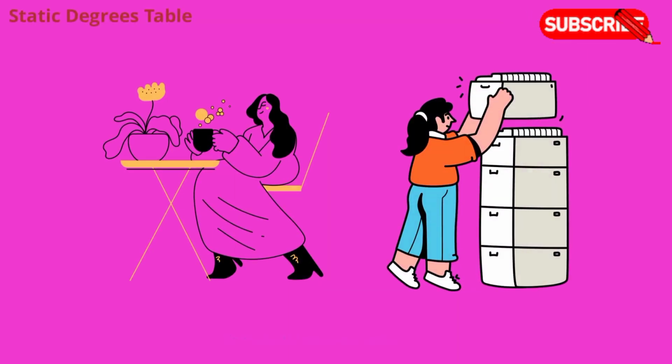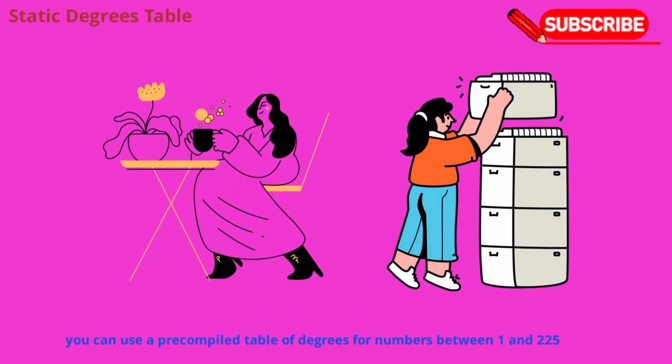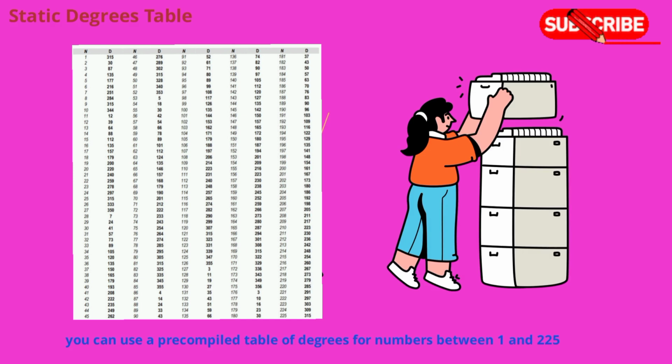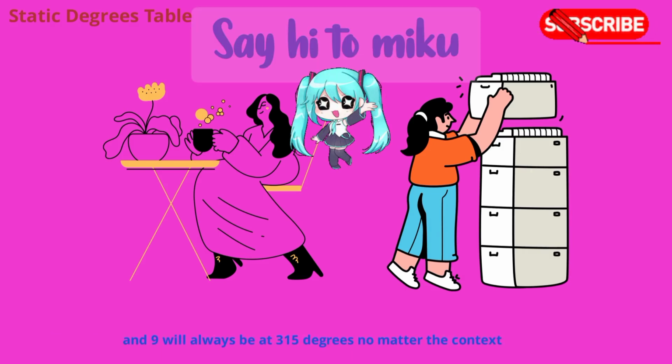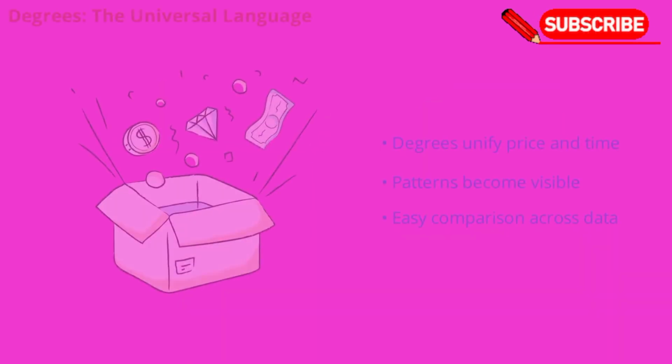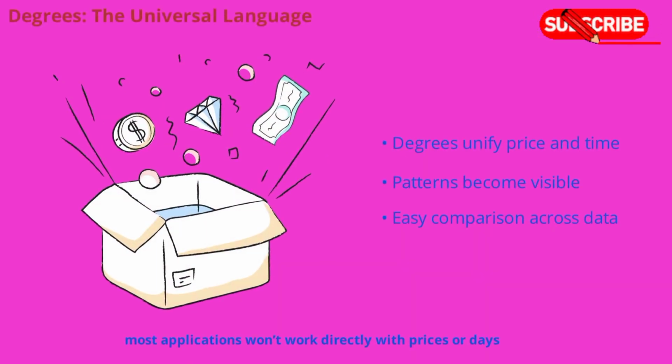To make things even easier, you can use a precompiled table of degrees for numbers between 1 and 225. This table, often created in Excel, allows you to quickly look up the degree for any given price or time value. The beauty of this approach is that the degrees for static numbers never change. For example, the number 152 will always correspond to 194 degrees, and 9 will always be at 315 degrees, no matter the context. From this point forward, most applications won't work directly with prices or days, but with the degrees of the circle those numbers represent.